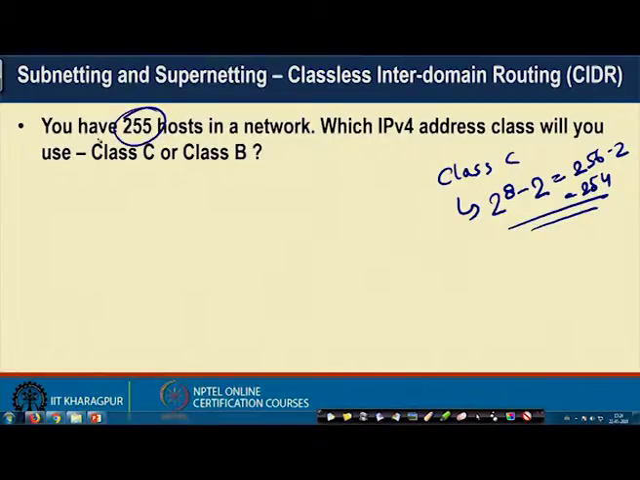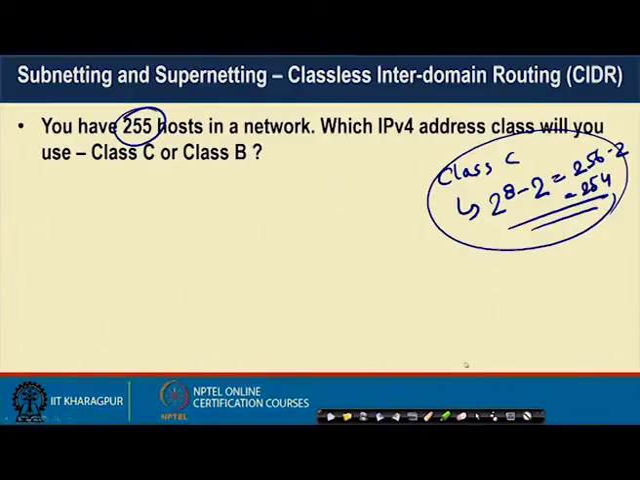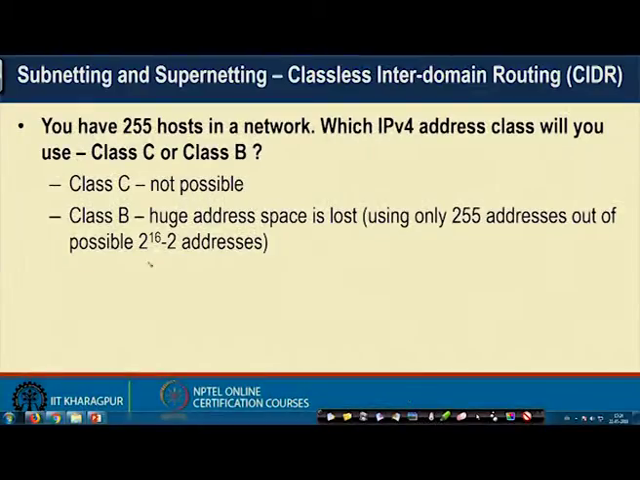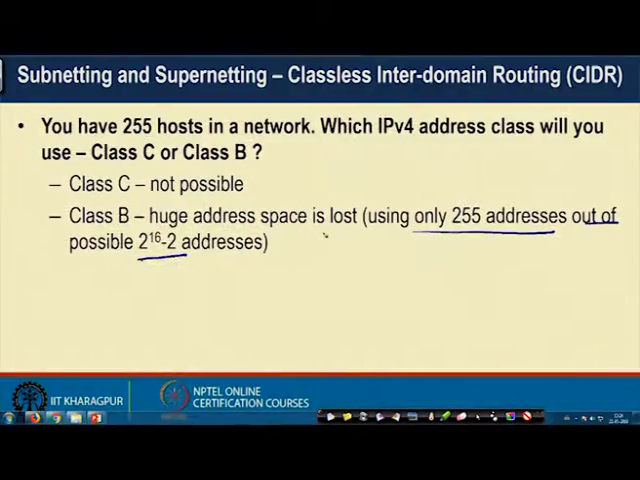So, you have 254 valid hosts in case of a class C IP address, and you want to support 255 hosts. Obviously, we will not be able to support that with a class C IP address. So, class C is not possible in this case. But if you use a class B IP address, you can support 2 to the power 16 minus 2 different hosts, but here you are using only 255 addresses out of the possible 2 to the power 16 minus 2 addresses. So, you are wasting a huge address space.